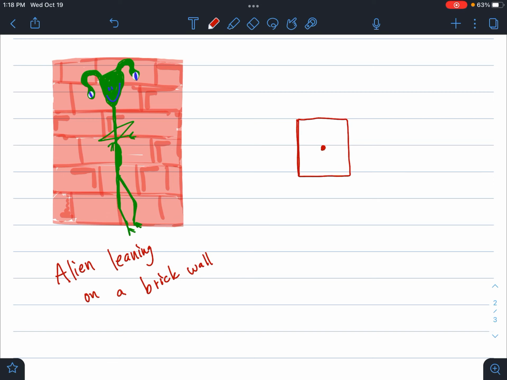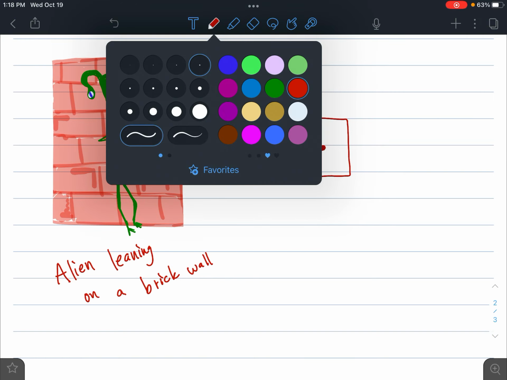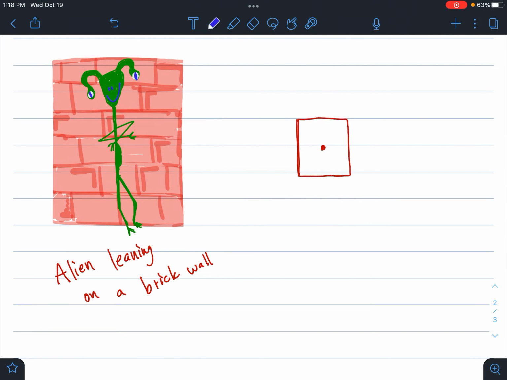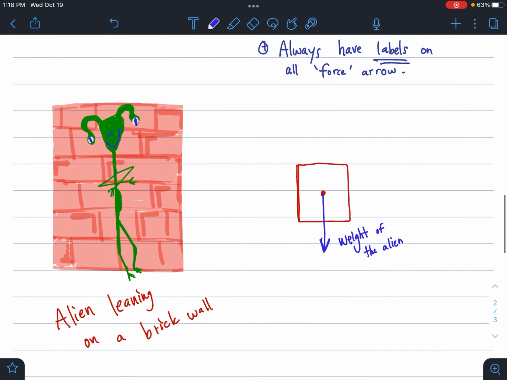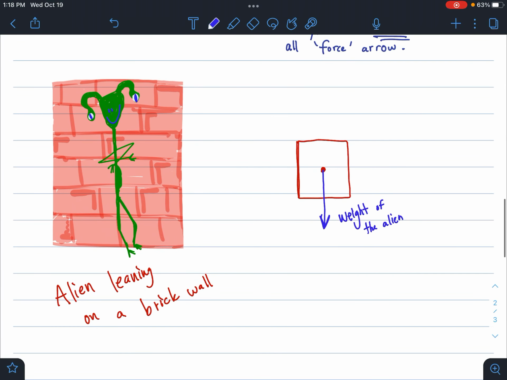So let's think about the different forces that are acting upon it. Since we have our alien here on Earth, because we have a brick wall, I'm telling you it's Earth, we have gravity. We have the weight of the alien. So let's first draw a downward arrow to show this is the weight of the alien. And again, we need to label our arrows every time. As I said before, just one down arrow would mean that that alien is currently falling, but it's not. It's actually just hanging out there on the ground.